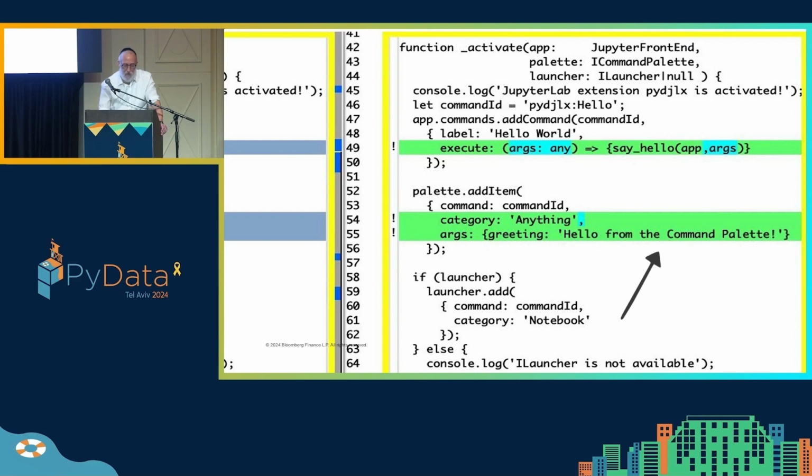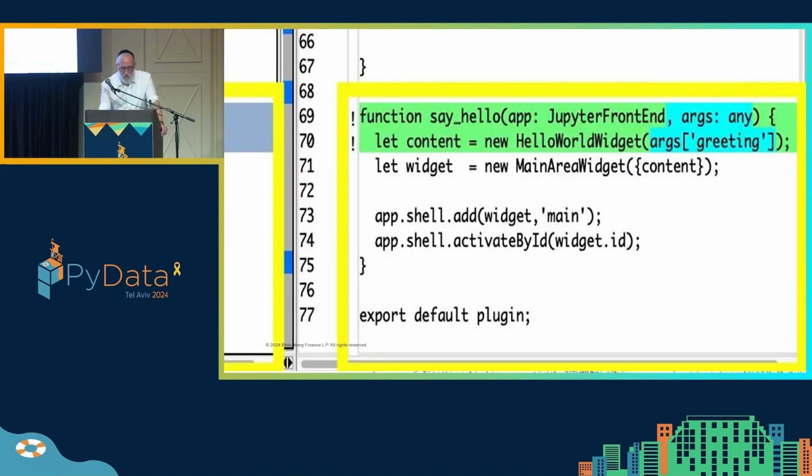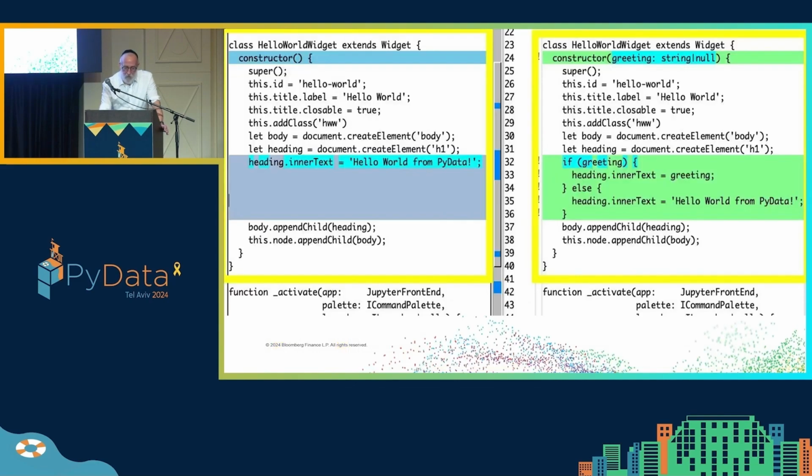Now I could do the same thing down here with the launcher. I could say hello from the launcher, but what I want you to see is what happens if I have arguments and what happens if I don't have arguments. So down here, the function say hello is now going to receive the arguments, and it's going to take the greeting attribute of the arguments and pass it into the hello world widget. If there are no arguments, this becomes null. And if there are arguments and there is no greeting, it is also null.